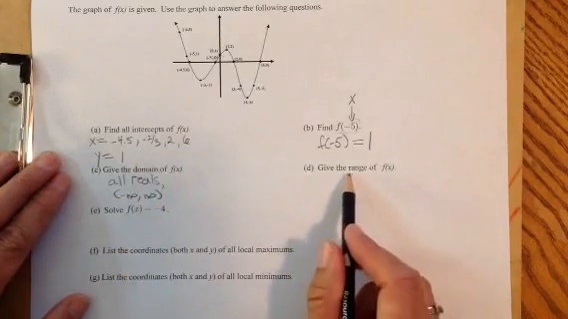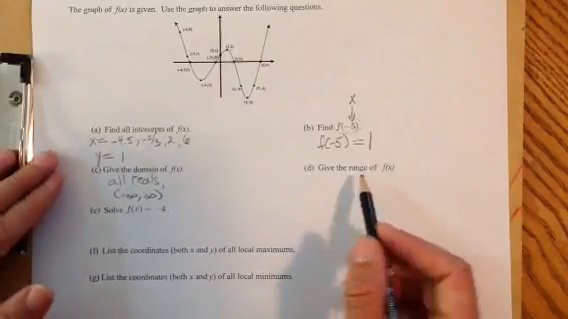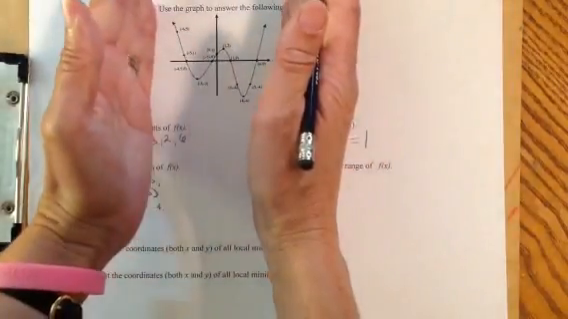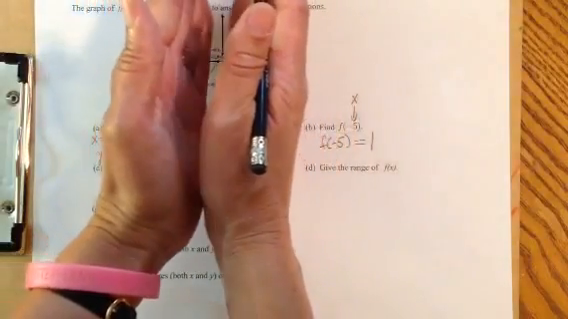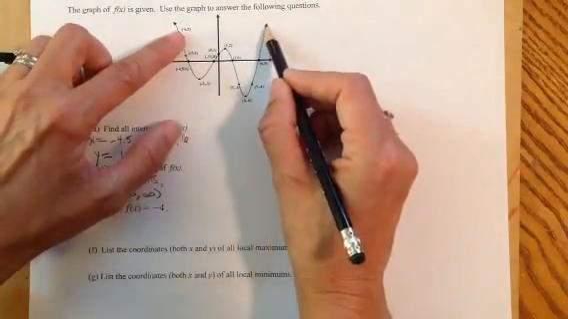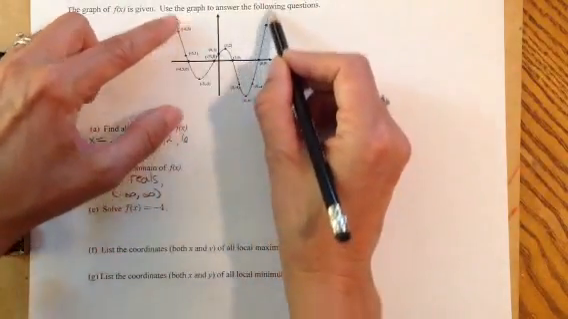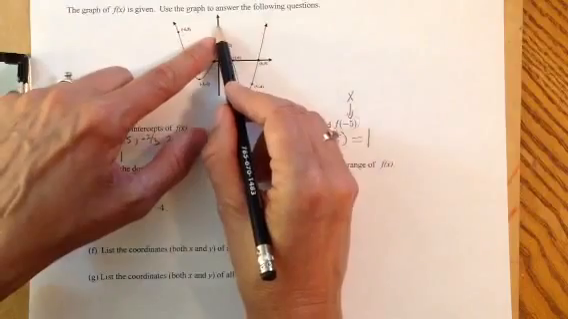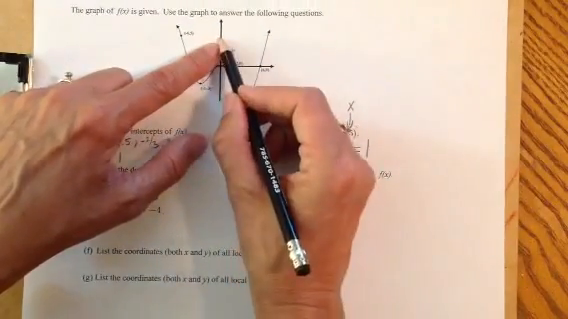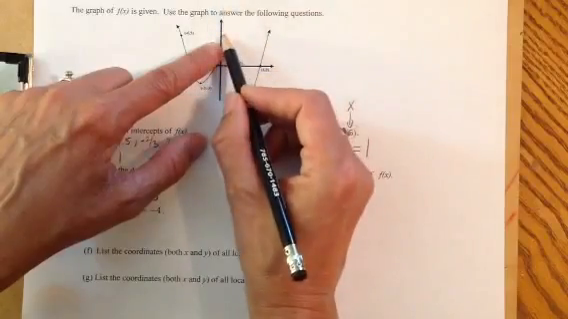Now range is similar from a picture, but this time we want the y values. So take the entire graph and move it straight left or right onto the y-axis. What would get shaded in? Well, again, these arrows are both going up. So that means I'm going to continue to get y values no matter how high I want to go. So my y's are going to go all the way up to infinity for my range.